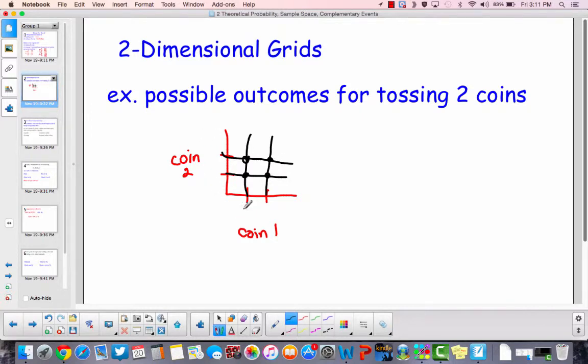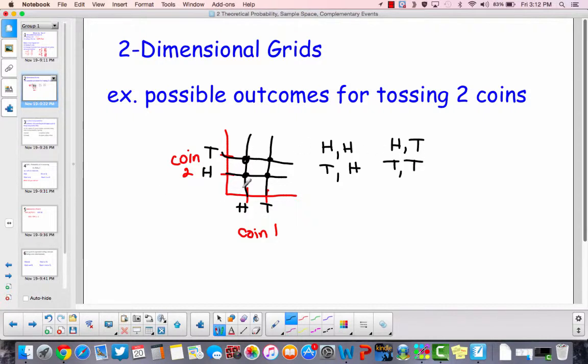Okay? So we could have a heads or a tails for the first coin. We could have a heads or a tails for the second coin. I have 4 possible choices because I have 4 dots here. One choice is a heads and then a heads. One choice is a tails and then a heads. One choice is a heads and then a tails. One choice is a tails and then a tails.